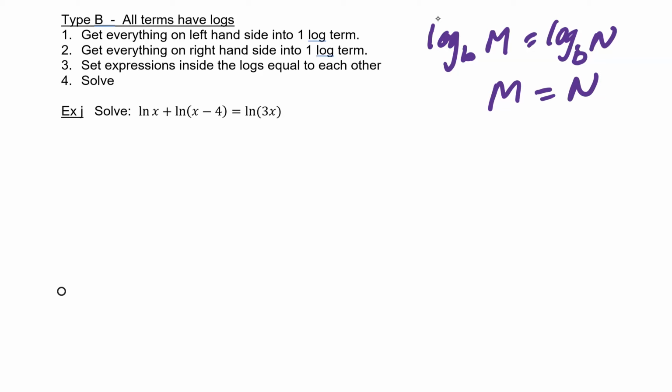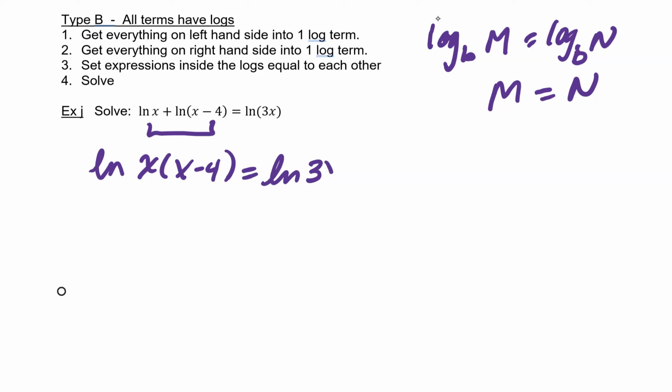So first thing we need to do is get our two log terms put together into one, just like before. Because the two separated log terms are added, the interiors will be a product. So we've got x times x minus 4 on the inside on the left, and then this will just be equal to natural log of 3x.